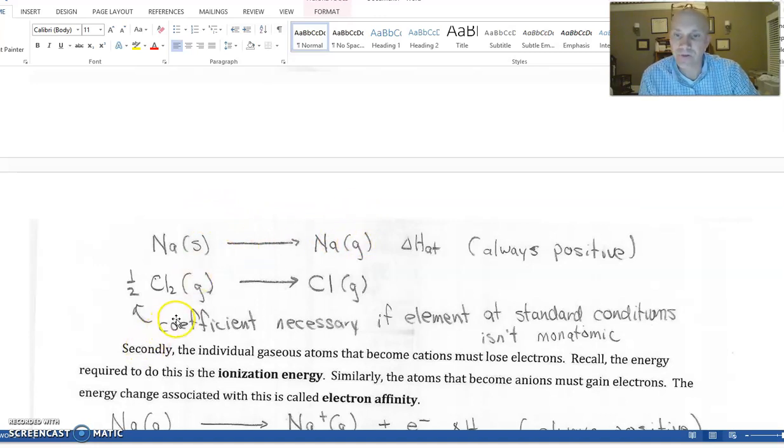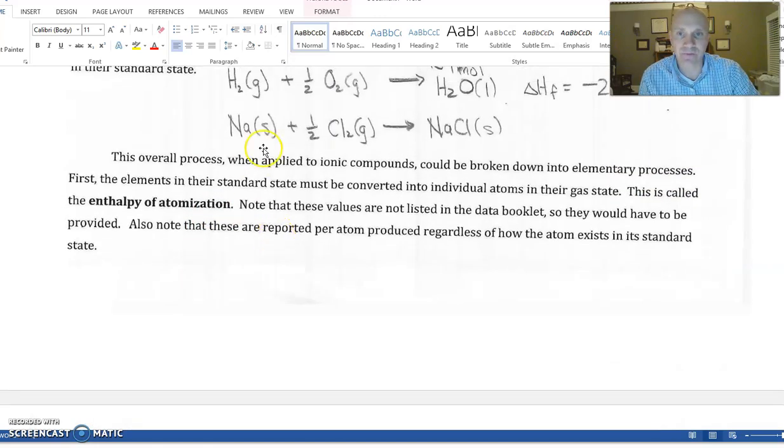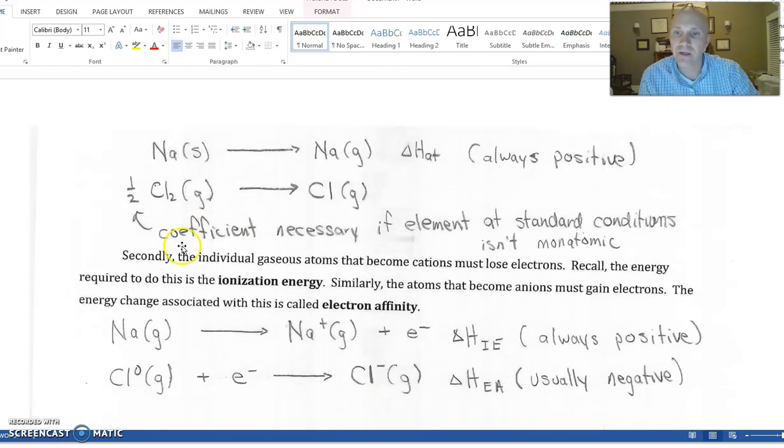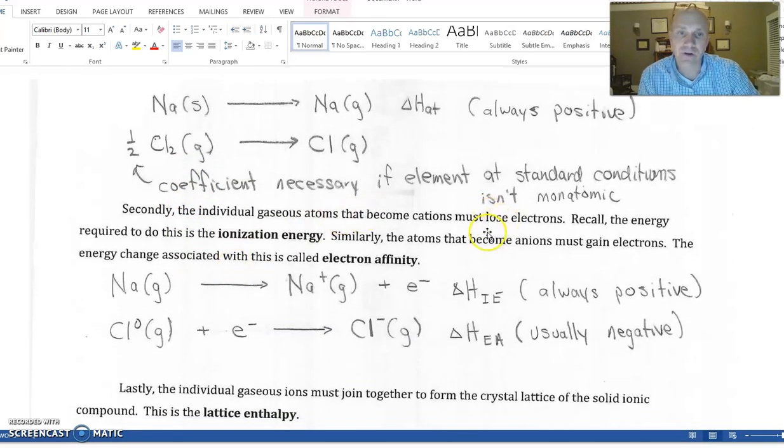So that's the first process that would happen if we're going to turn sodium metal and chlorine gas into sodium chloride. The second process involves turning the atoms into their ions. If we have these individual atoms in their gas form, to get to a sodium ion, we've got to get rid of an electron. The energy required to pull an electron away from a sodium atom is called the ionization energy, and we could abbreviate that enthalpy change like this right here. And those values are always going to be positive.